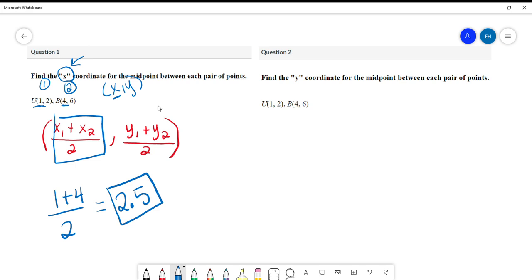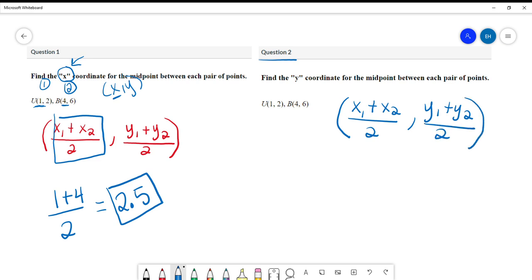Okay, so let's go through number 2 now. So I'm going to use this same formula, x value of my first point plus the x value of my second point, all divided by 2. And then same thing for the y values, y value of the first point plus y value of the second point, all divided by 2. So here's my first point, here's my second point. Just a reminder, x value is first, so I'm just looking at these two values.